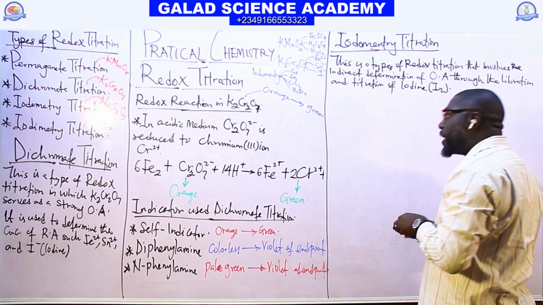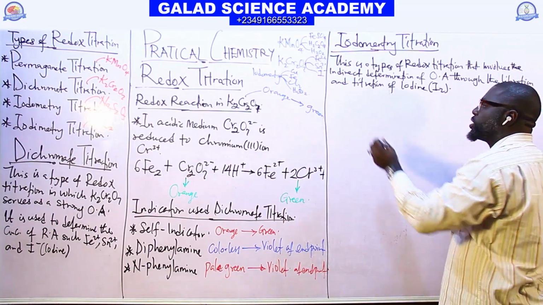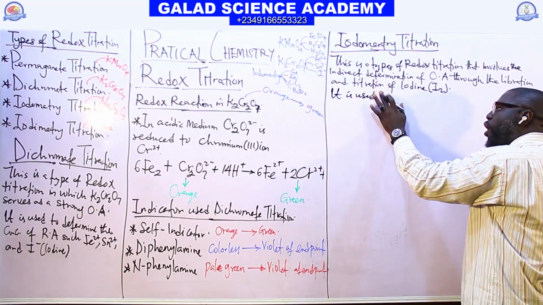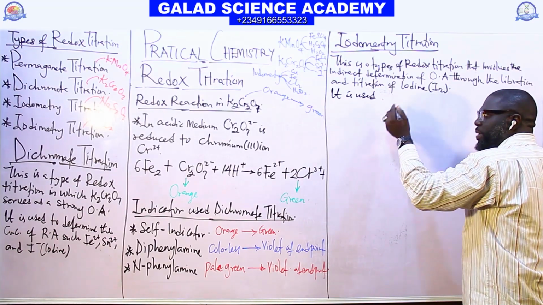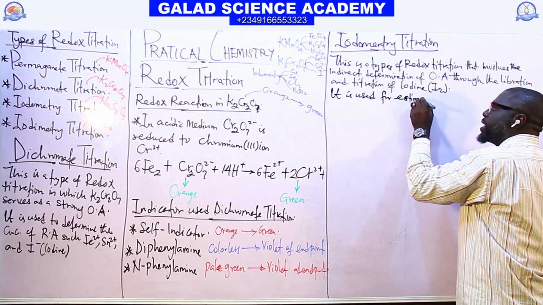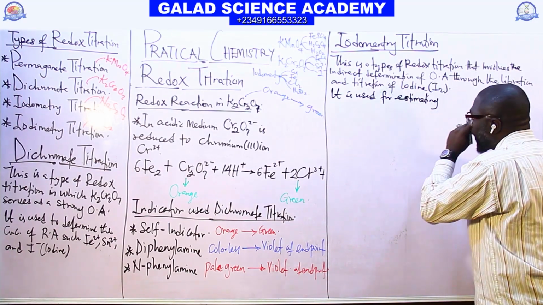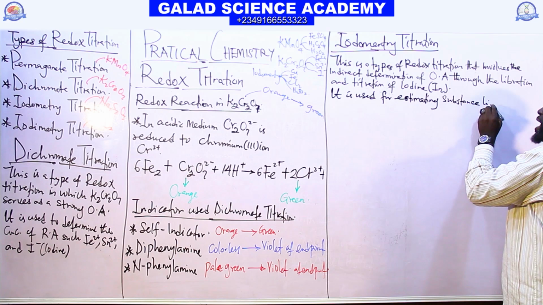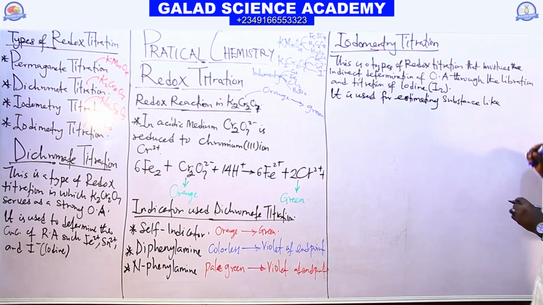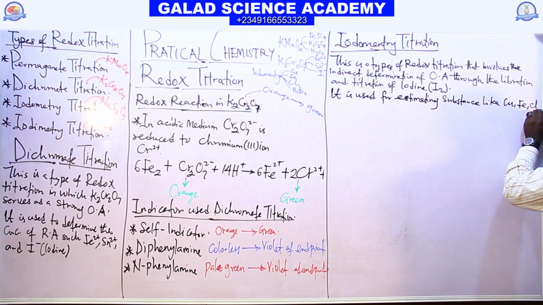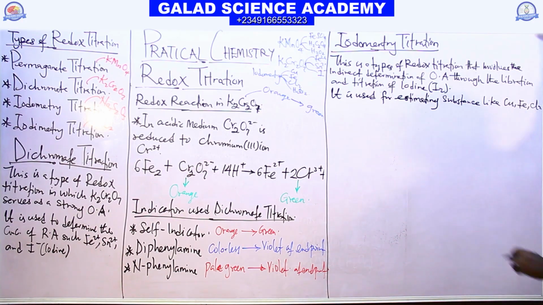So I can say it is used for estimating substances like copper, iron, chlorine, and peroxide.